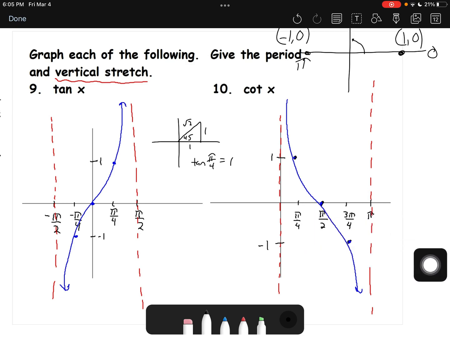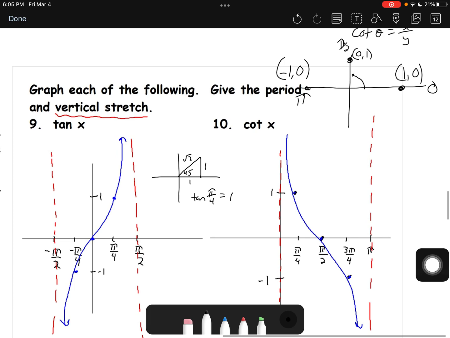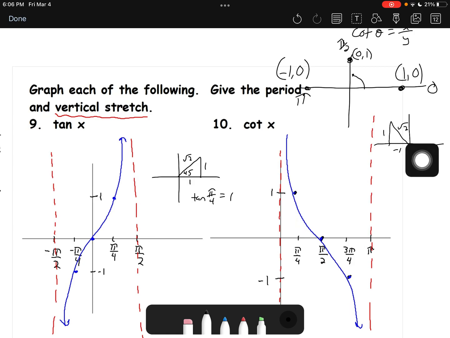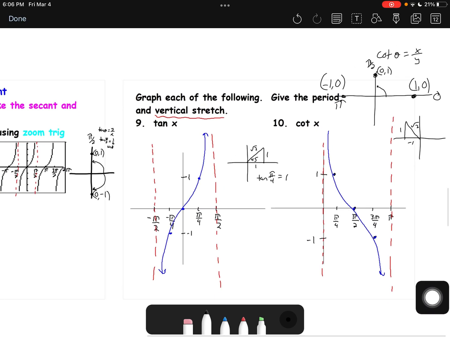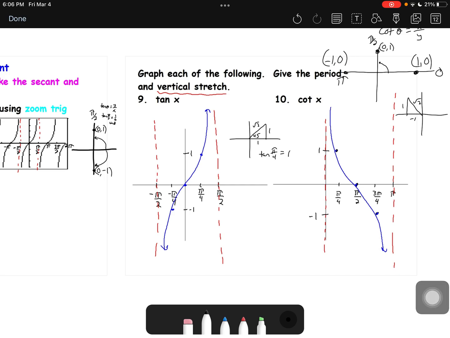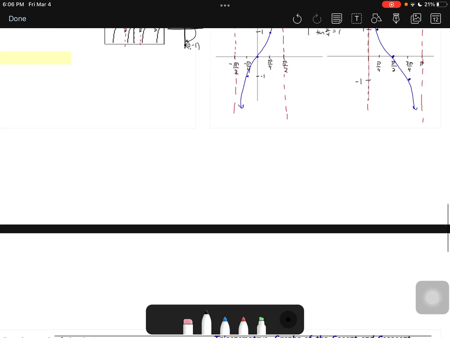And then 3 pi over 4. Okay, so now we're in quadrant 2, right? So if we were doing that reference angle in quadrant 2, this would be negative 1, positive 1, and root 2. So the cotangent here, adjacent over opposite, is going to give us a value of negative 1. So that's down here. So that gives you the shape of cotangent right there. Okay, so that's the idea of the basic graphs for tangent and cotangent.